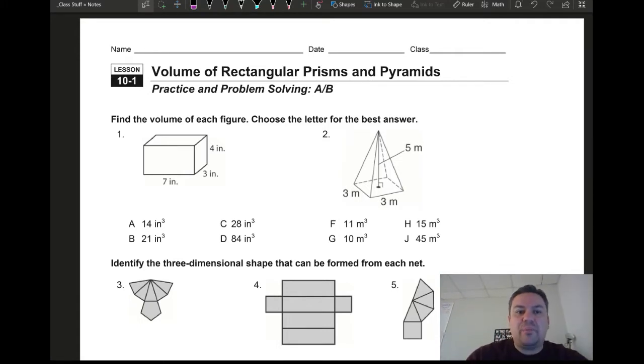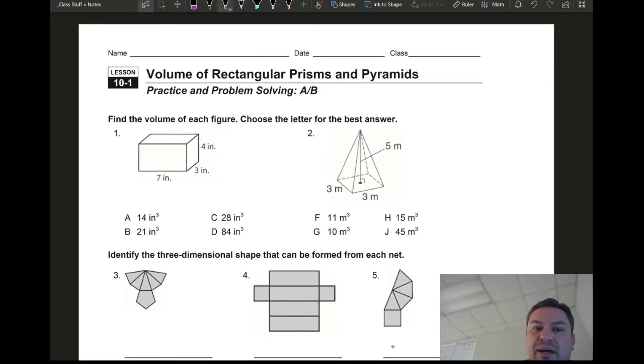Today we're going to talk about volume of rectangular prisms and pyramids. And I'm going to go fast because this is the assignment that you guys were working on. And we already know how to do this. Or we're supposed to know how to do this. And you can check the card right here with the playlist of everything related to prisms and pyramids.